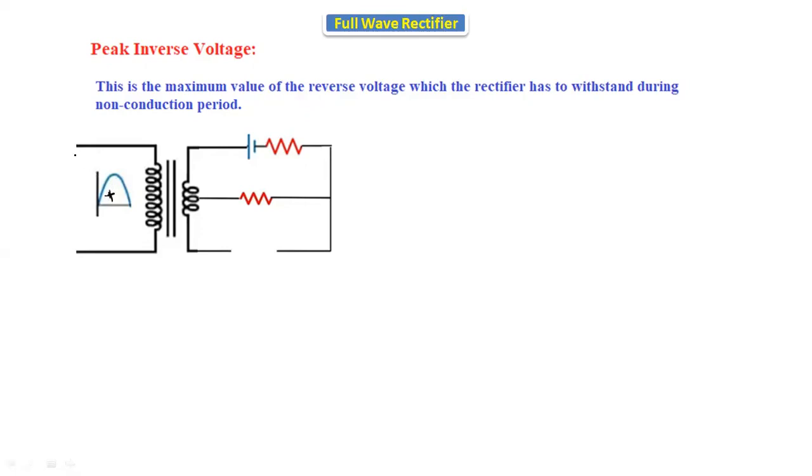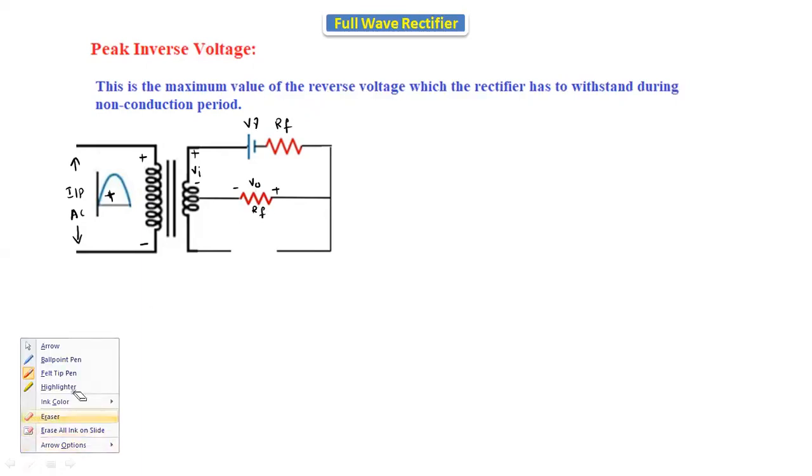We are taking the positive half cycle here. Input is AC, with a positive terminal and a negative terminal. It is VI, V gamma, and a forward resistance. The output voltage is V0, and RL is the load resistance, with plus and minus terminals. The input voltage is VI.